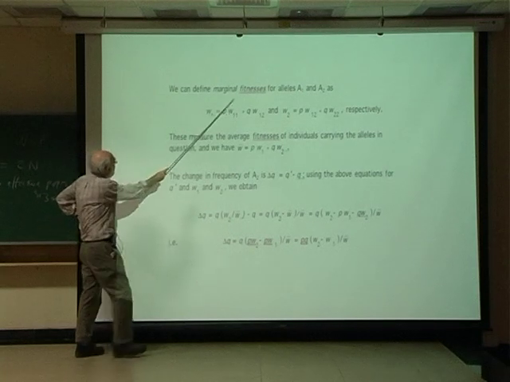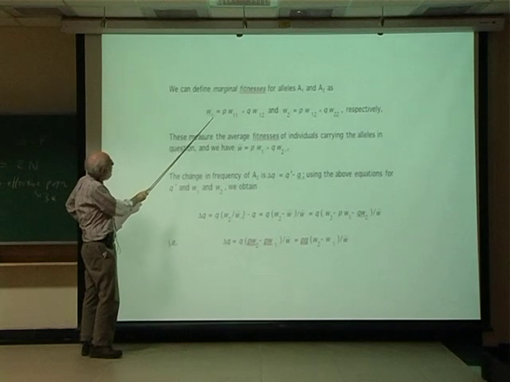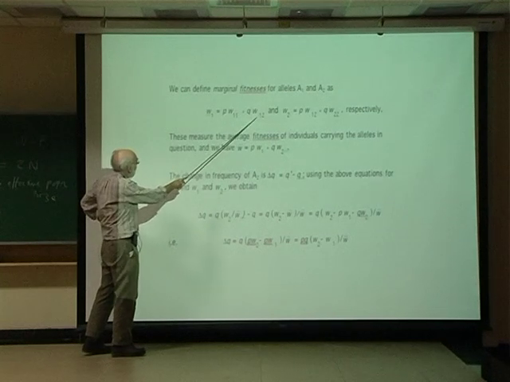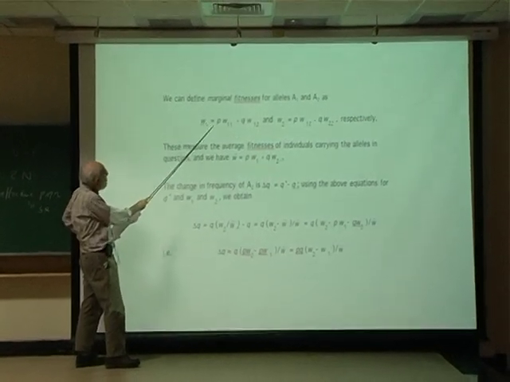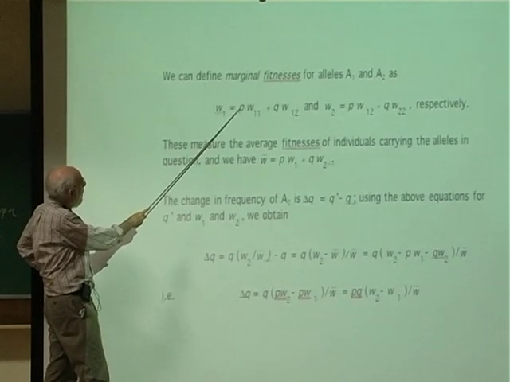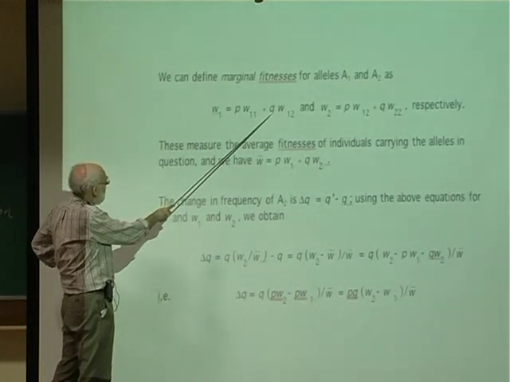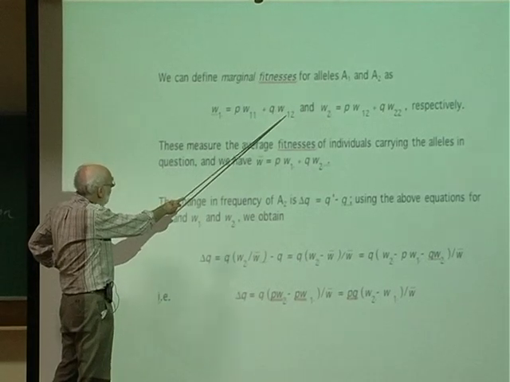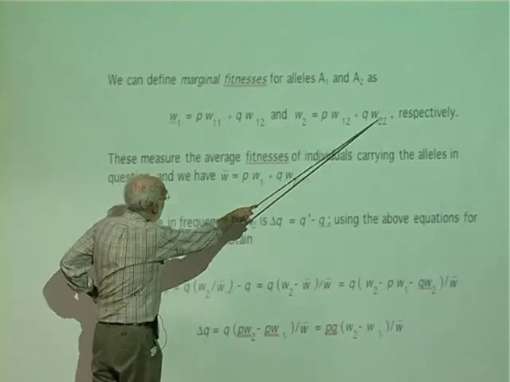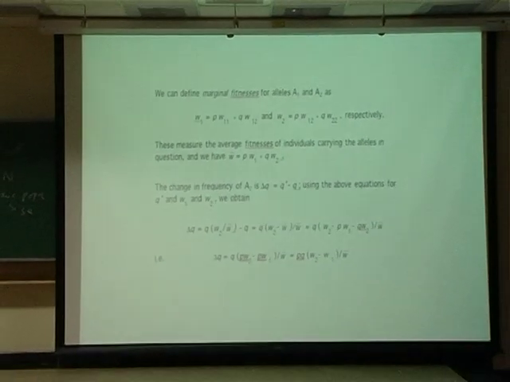So we can define what's called marginal fitnesses. They're really just the average fitnesses for each allele. So they're symbolized by a dot here. We're just taking p times W11 plus q times W12, because there's a probability p that an individual carrying allele A1 meets another A1. There's probability q that it meets an A2 allele, so we get q times W12. Similarly, W2 dot is p times W12 plus q times W22. So those are sort of the average fitnesses of each of those two alleles in the population.